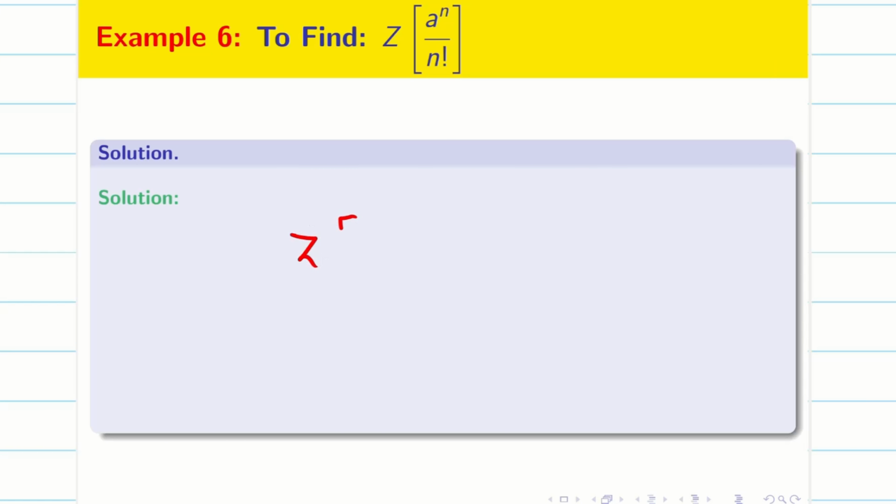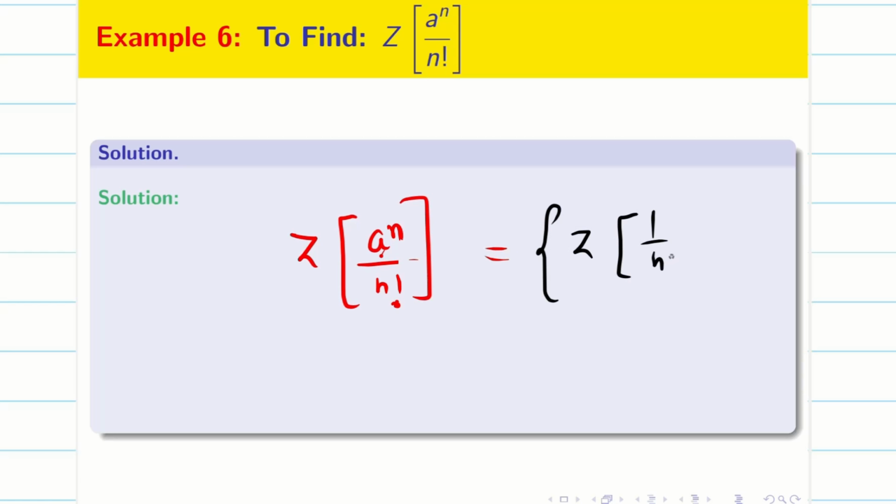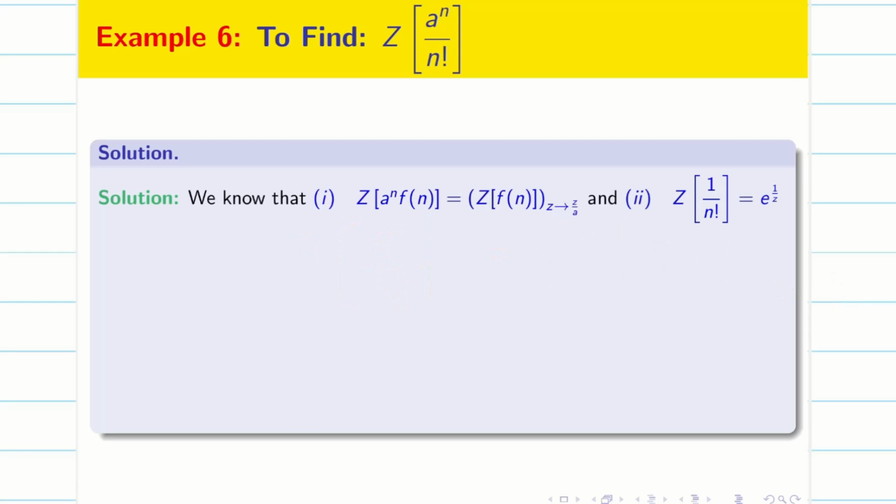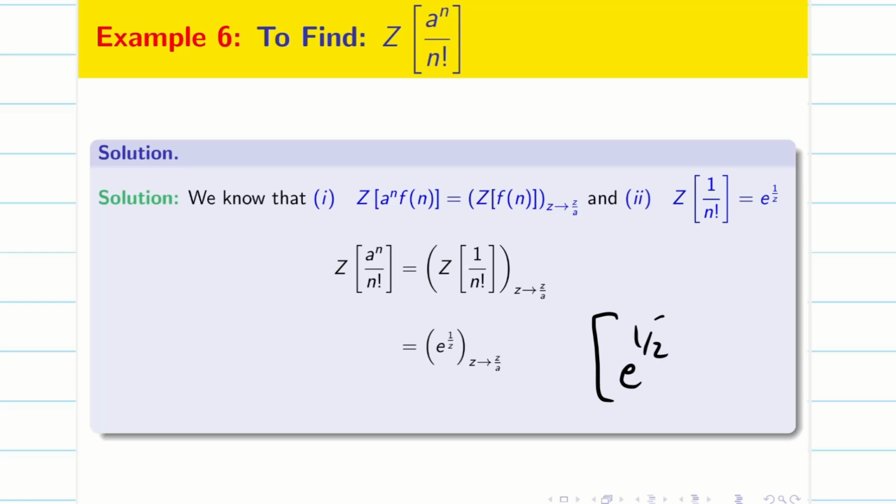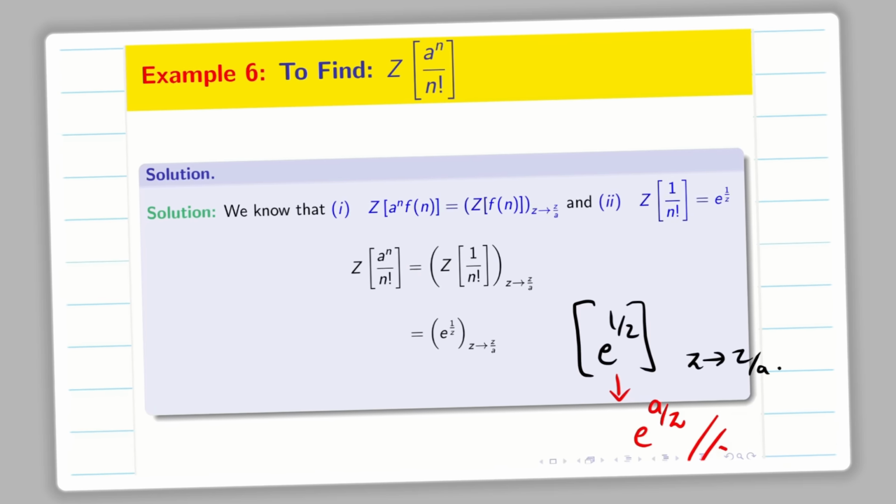Next, we have to find Z of a power n by n factorial. Now, first apply the first shifting property. We'll be getting Z of 1 by n factorial, where z is replaced by z by a. And it is an immediate formula. You know, Z of 1 by n factorial is e power 1 by z. So e power 1 by z, where z is replaced by z by a. If it is replaced, we'll be getting e power a by z.